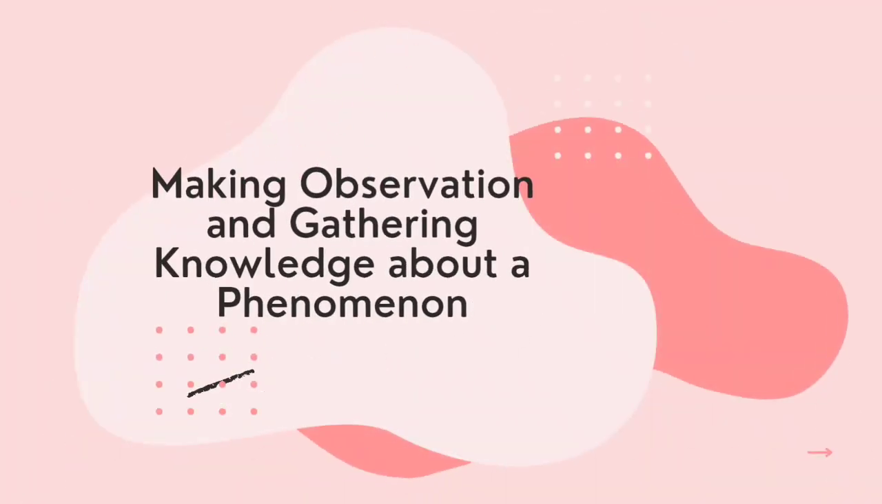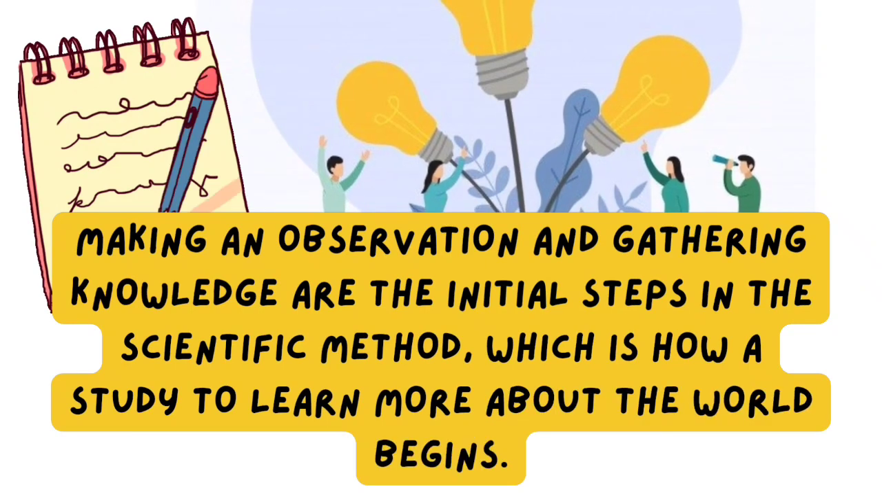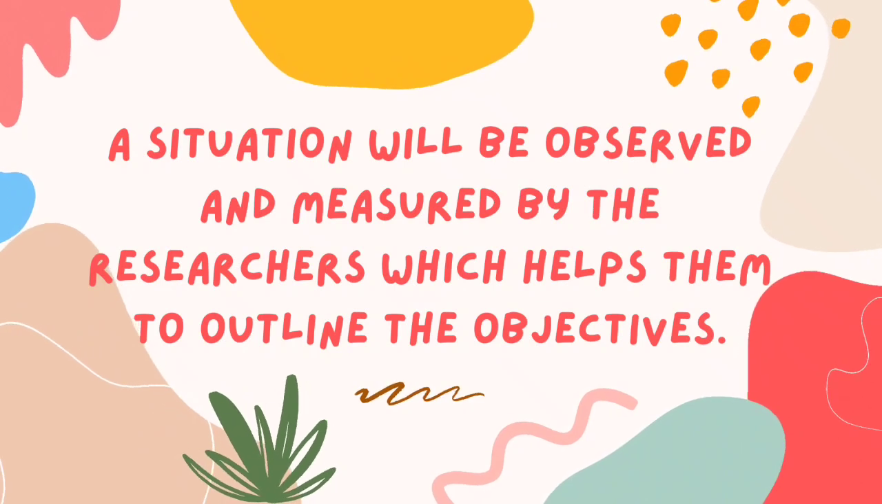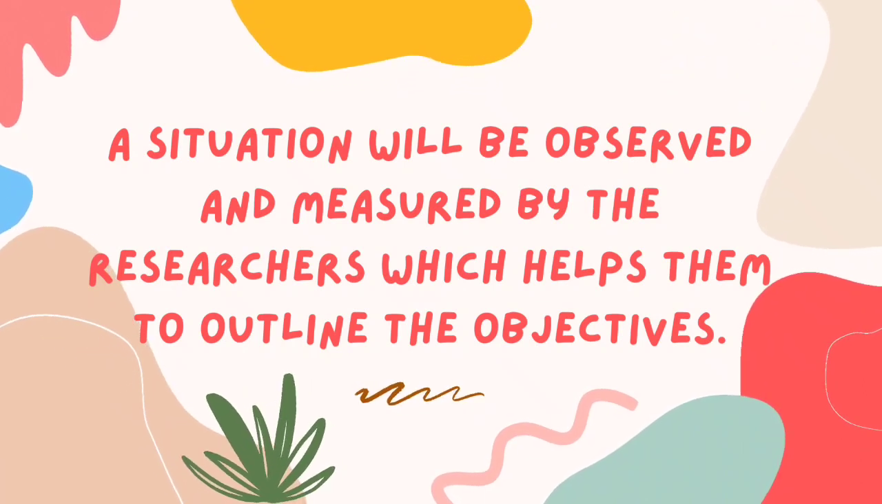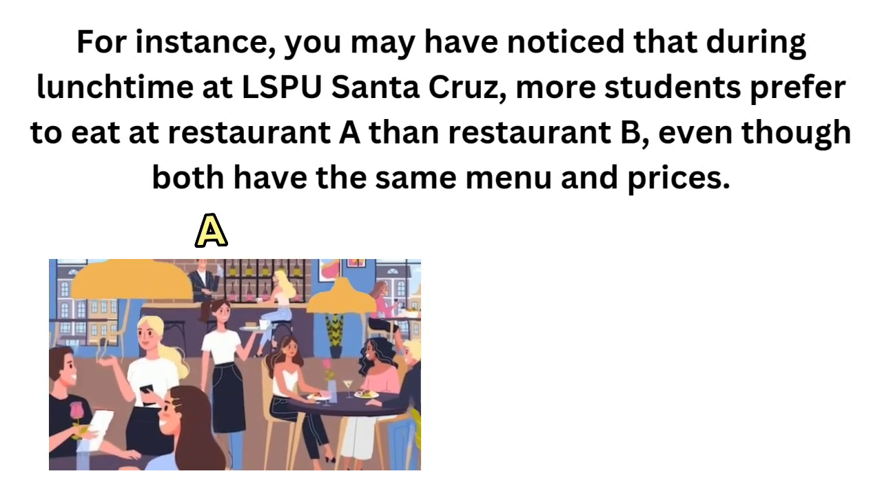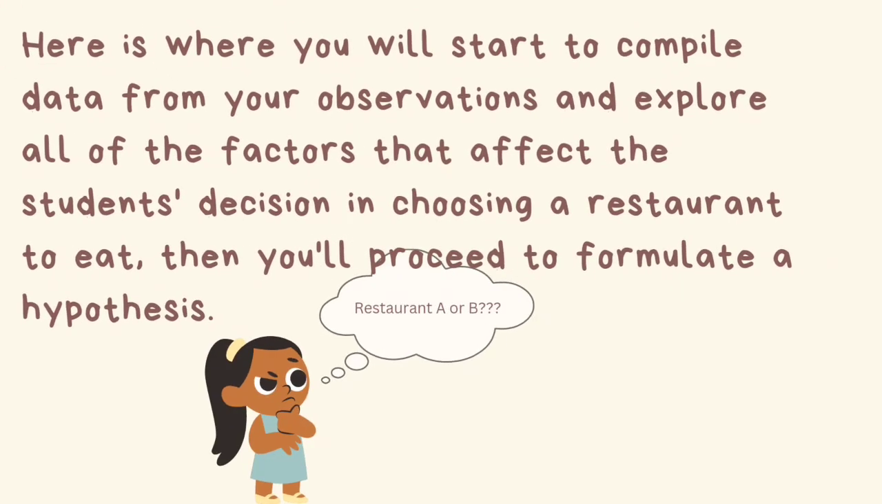Making an observation and gathering knowledge are the initial steps in the scientific method, which is how a study to learn more about the world begins. A situation will be observed and measured by the researchers, which helps them to outline the objectives. For instance, you may have noticed that during lunchtime at LSPU Santa Cruz, more students prefer to eat at Restaurant A than Restaurant B, even though both have the same menu. Here is where you will start to compile data from your observation and explore all of the factors that affect the student's decision in choosing a restaurant to eat. Then, you'll proceed to formulate a hypothesis.